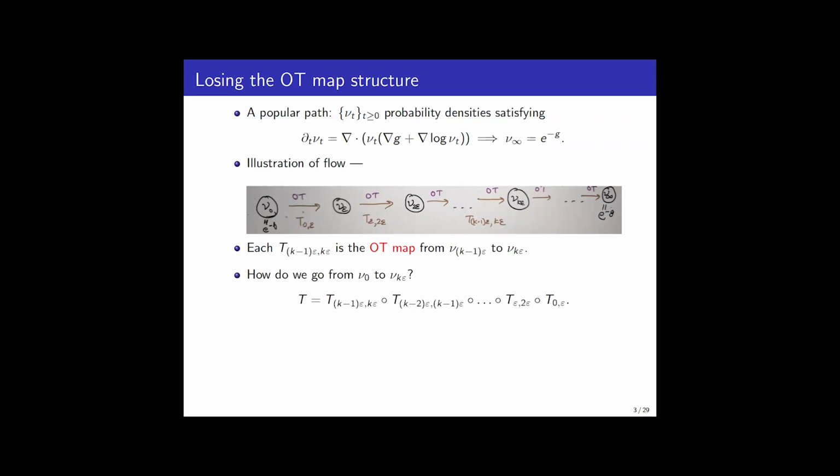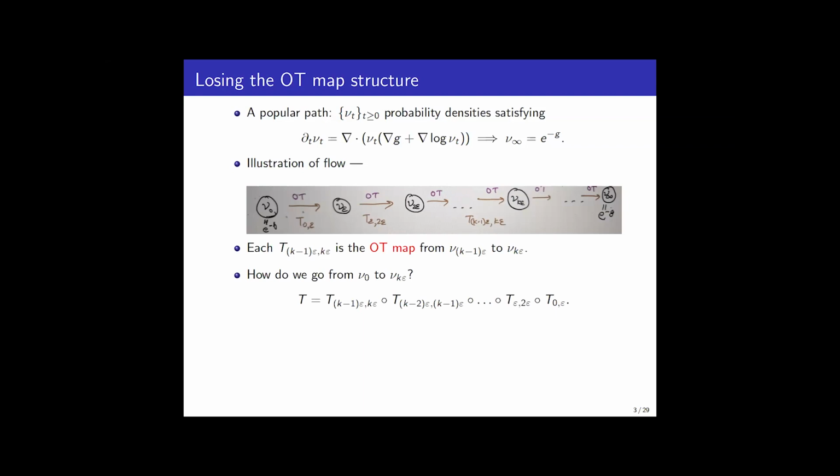Now, one of the other issues when you are taking compositions of such transformations is that even if all these small transformations are optimal to go from nu 0 to nu epsilon, then nu epsilon to 2 epsilon, the optimal transport structure is not preserved through composition. So even if each of these maps is optimal, if you compose two of them, whatever you are getting is not the optimal transport map from nu 0 to nu 2 epsilon, because composition doesn't really preserve the optimal transport structure, right?